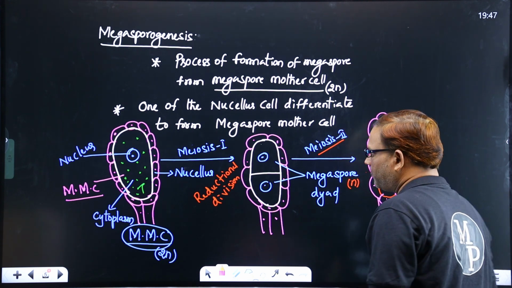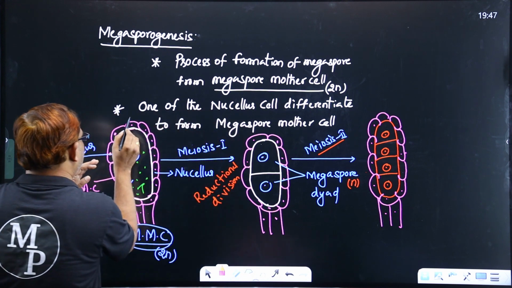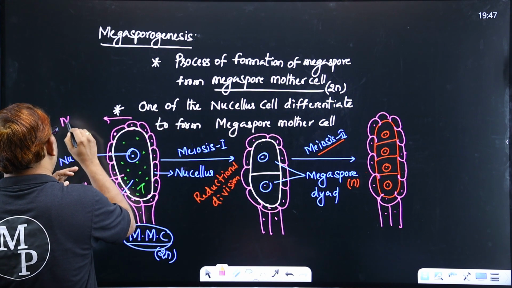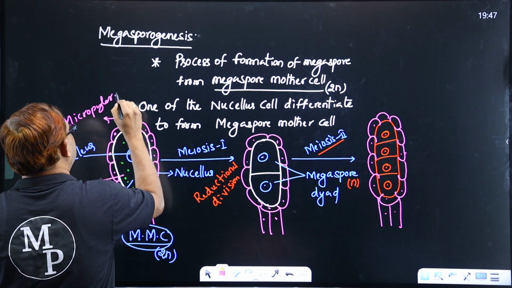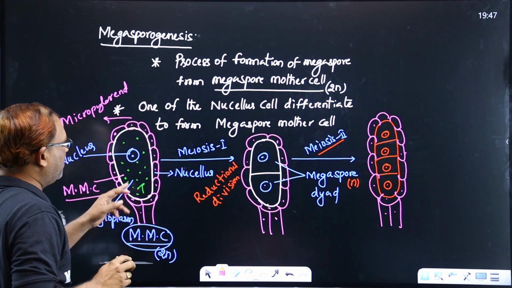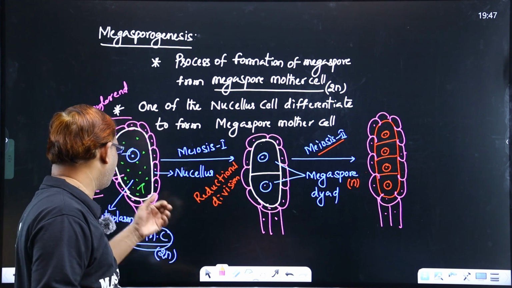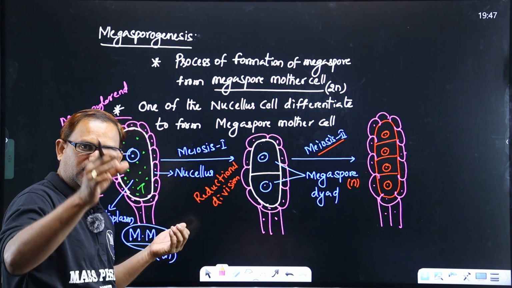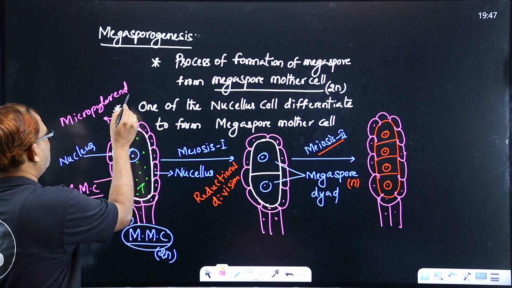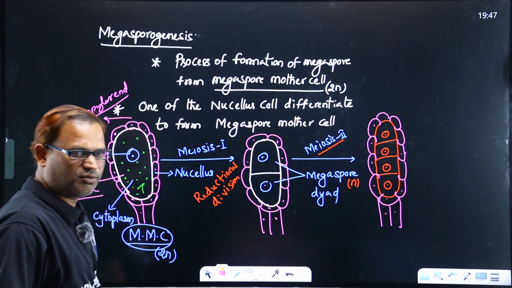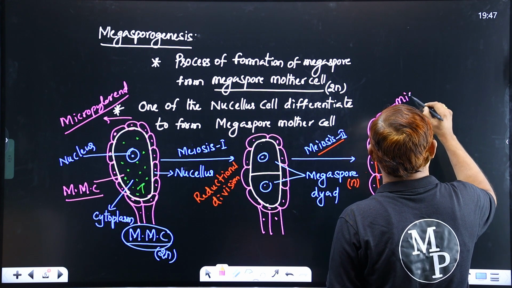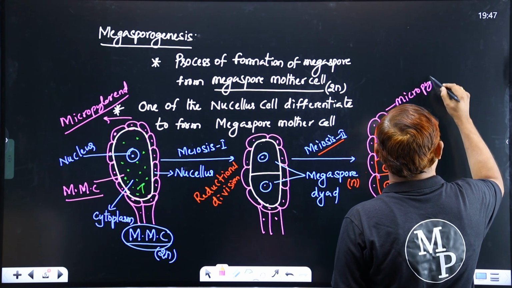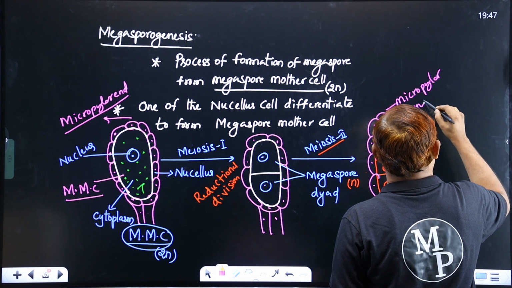See, this portion is the micropylar end. One of the nucellus cells is differentiated into the megaspore mother cell. That megaspore mother cell differentiates towards which side? The micropylar end. So that is the micropylar end.